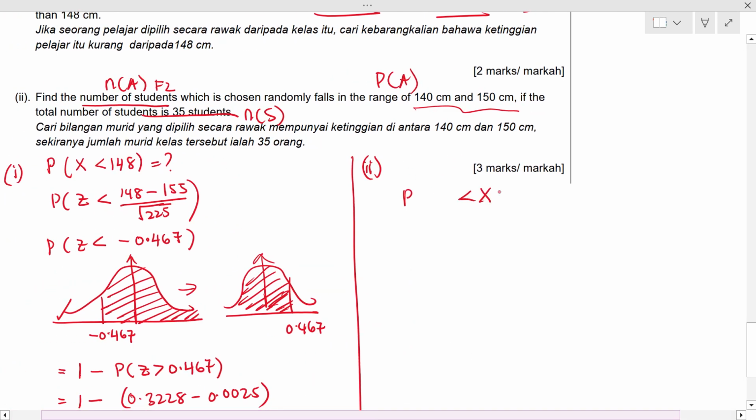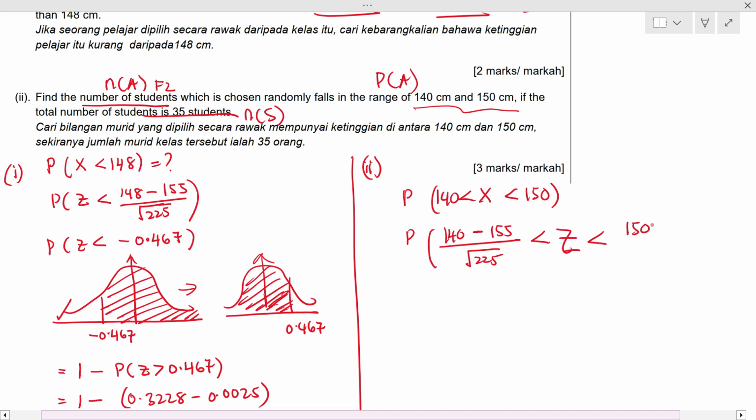Probability your X is in between. In between means you need to write like this: under 40, under 50. Then change to the Z score. What is the mean? The mean is 155, over standard deviation 225. Now you already changed to Z, so make sure you put the Z: under 50 minus under 55 over 225.